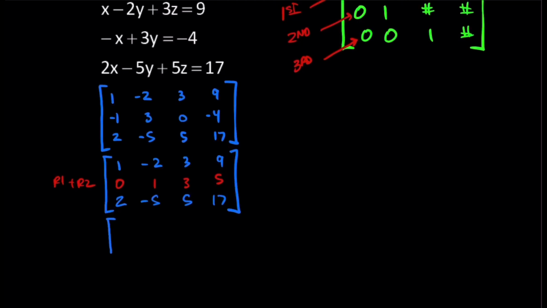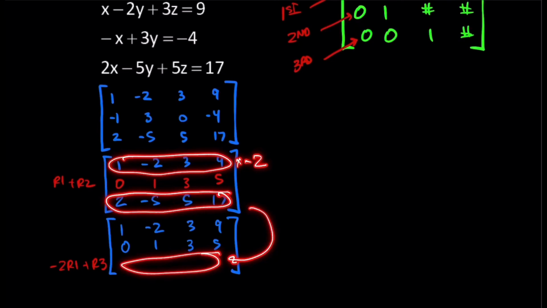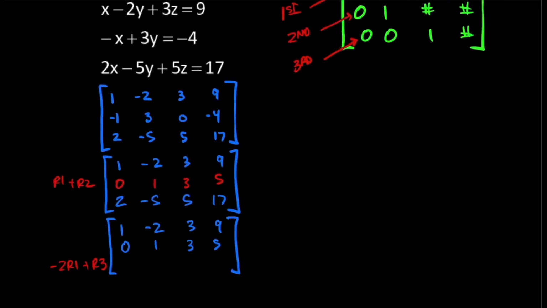Okay, so my matrix, top row stays the same, 1, -2, 3, 9. Middle row stays the same, 0, 1, 3, 5. But what am I doing now? I'm going to take -2R1 plus R3. So I'm going to multiply this row times -2, combine it with this row, and put that right here in row 3. All right, so let's be careful when we do this.